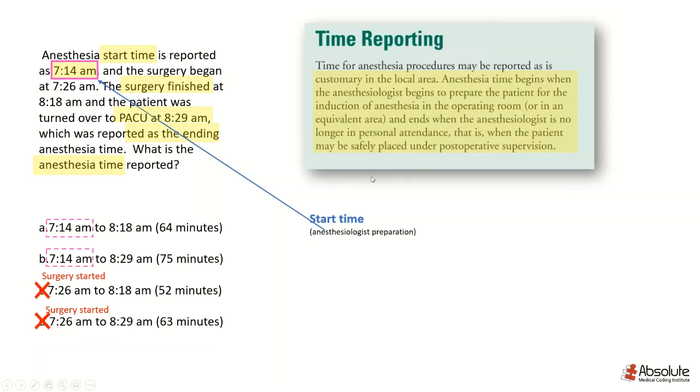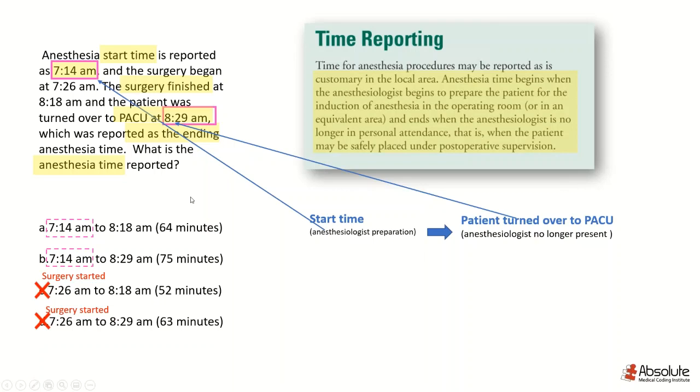Anesthesia start time, and then whenever anesthesia isn't on board anymore, we need to know when the patient was turned over to PACU or when the anesthesiologist was no longer present. That is 8:29, so we know that's what we're looking for. We have that there, but this is when the surgery finished, so that doesn't help us. And this is when the surgery finished as well. So that's why we're taking those off, and we know this is where we need to be.